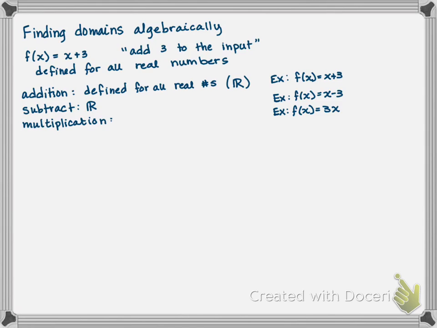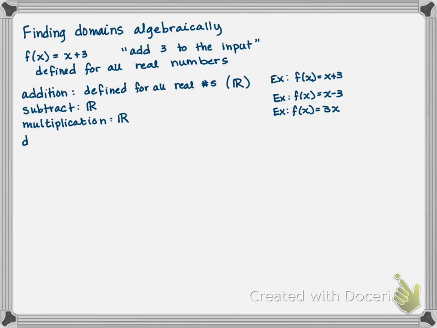So multiplication is defined for all real numbers because we can multiply by 0, we can multiply by negatives, we can multiply by positives. I know this is getting redundant at this point, but we'll get to something exciting here in a second. Maybe we won't get to anything exciting today. We only have 5 minutes.